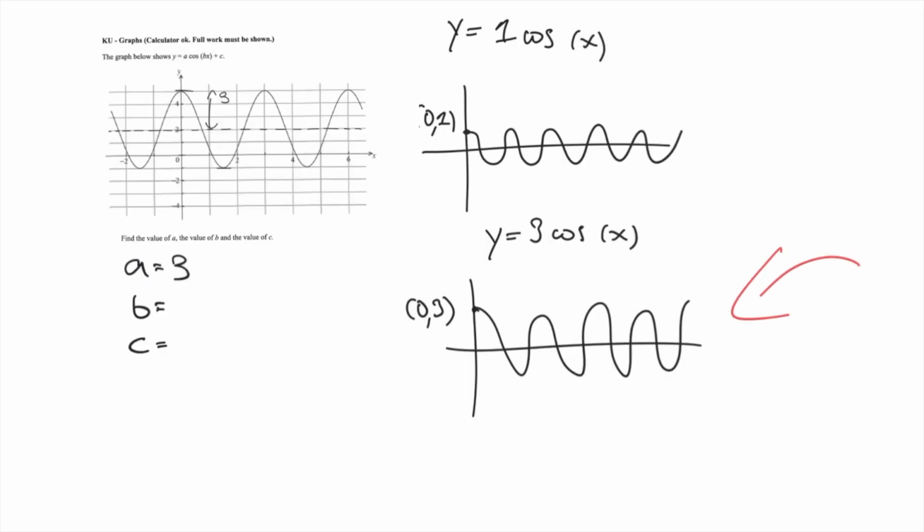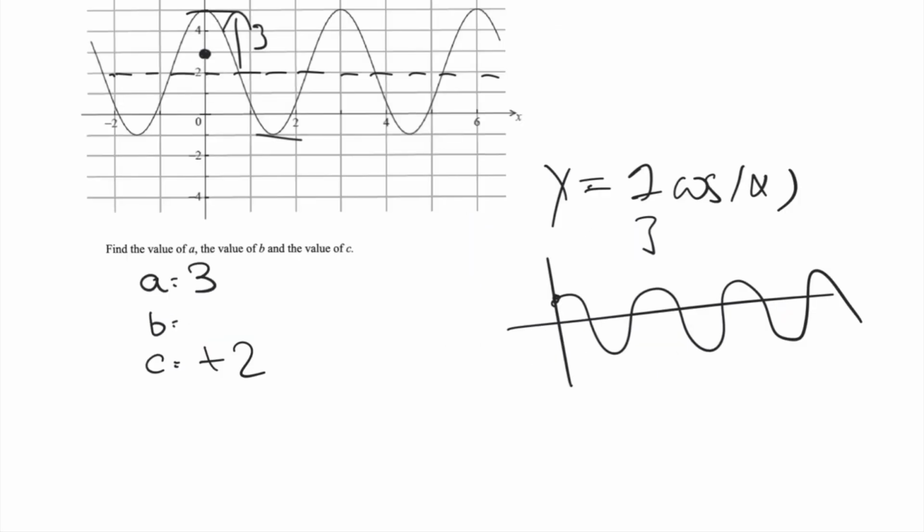So this is a graph of y equals 3 cosine x, which is just the normal graph of y equals cosine x with an amplitude of 3. So the starting point is (0, 3) instead of (0, 1). Now the starting point of our graph is actually (0, 5), which suggests that there's been a vertical shift of +2. Finally, to find b, we'll use the period equation.